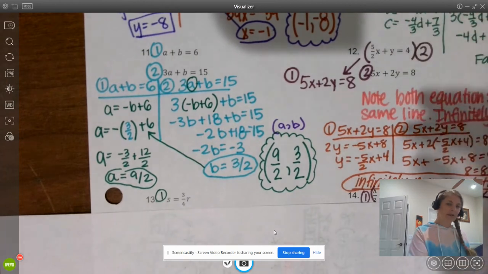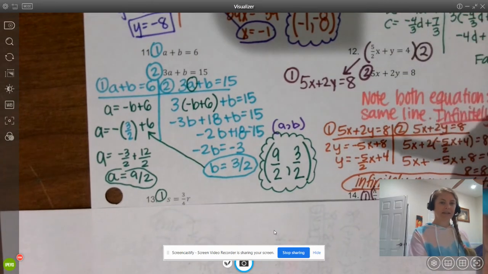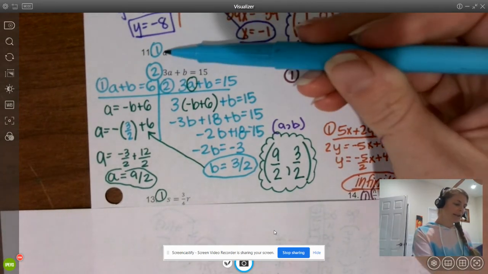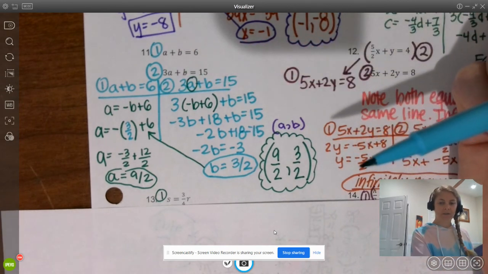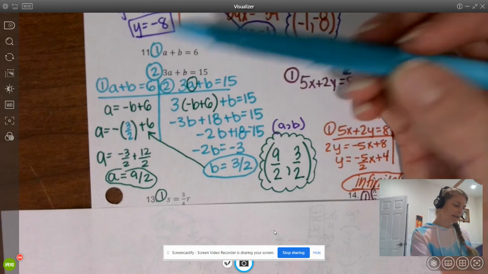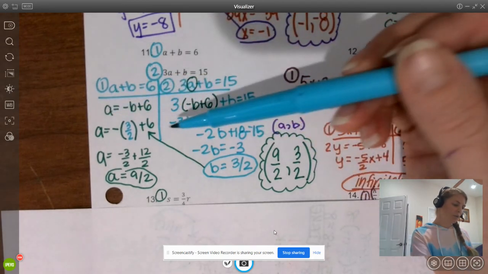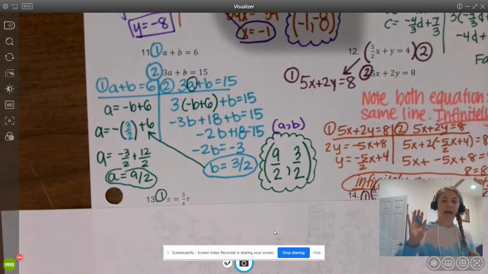For system number 11, you could isolate A or B in equation 1 or B in equation 2. They all are going to be efficient to isolate. I decided to isolate A in equation 1 to get -B plus 6. Please be careful with your 6's and your B's. They can look very similar.